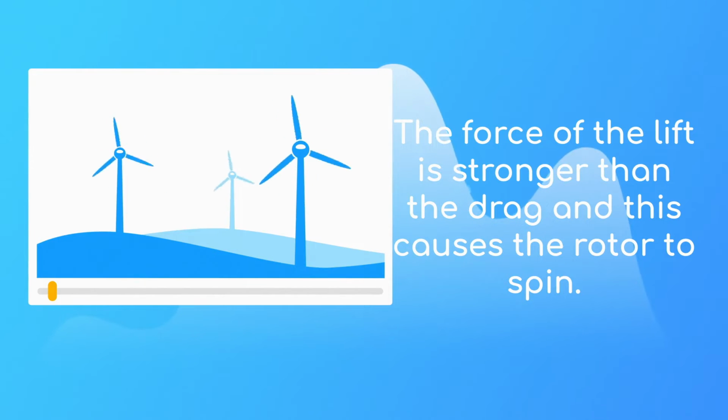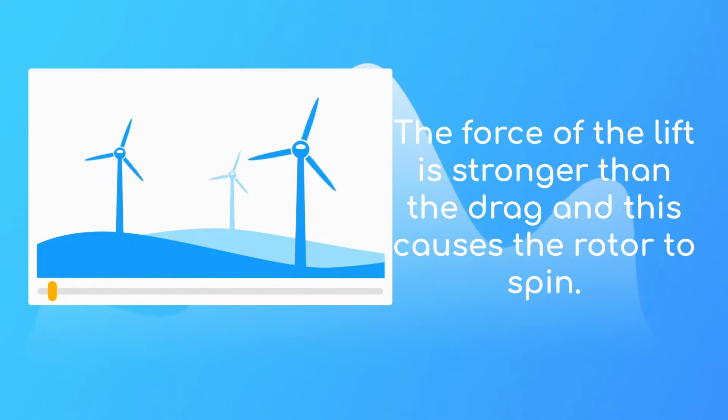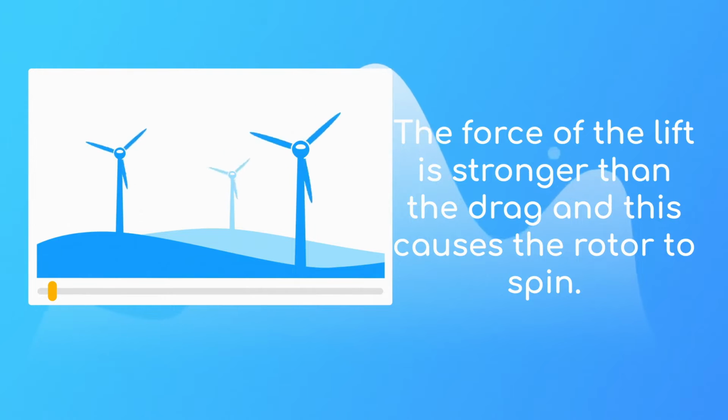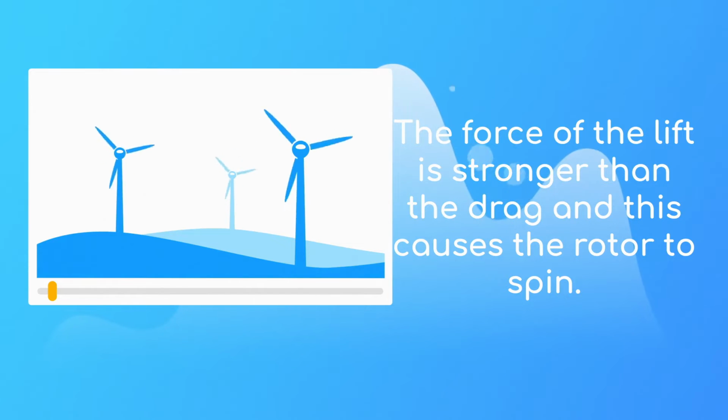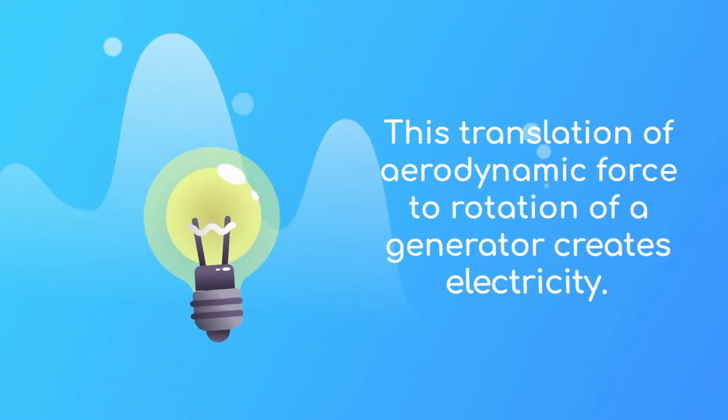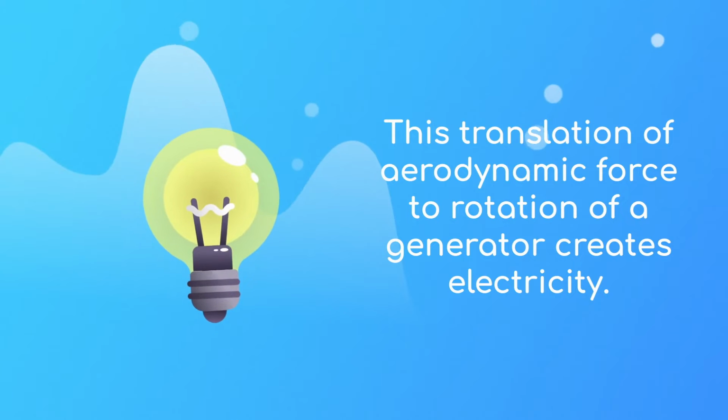The rotor connects to the generator. This translation of aerodynamic force to rotation of a generator creates electricity.